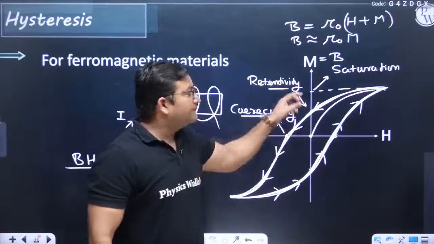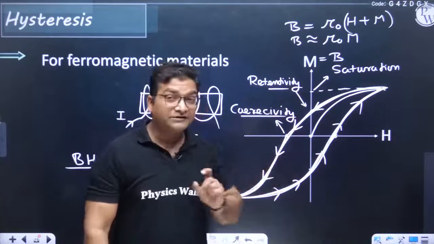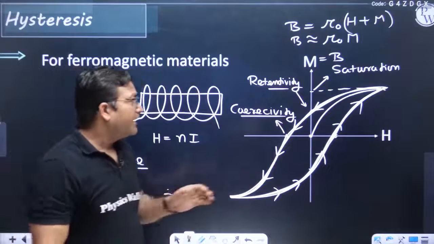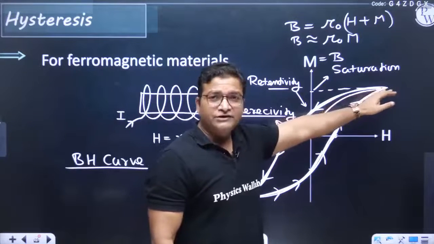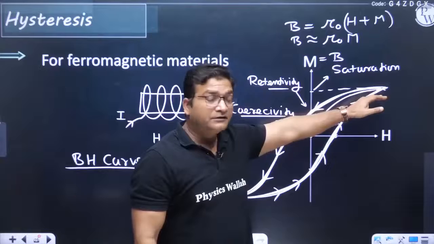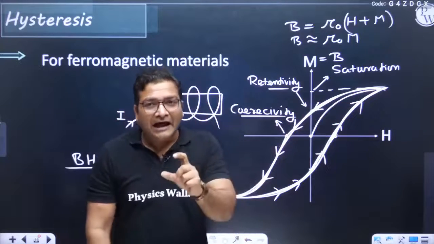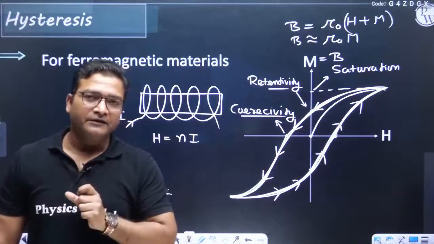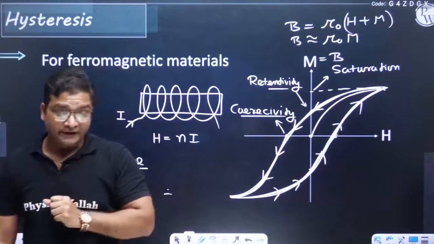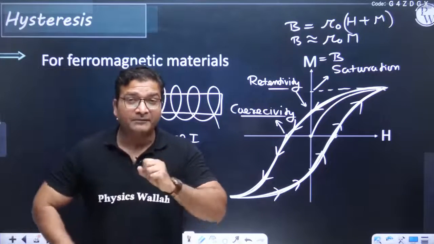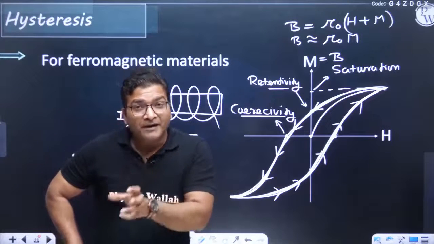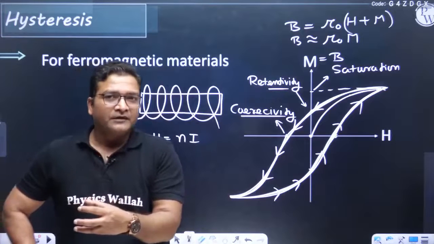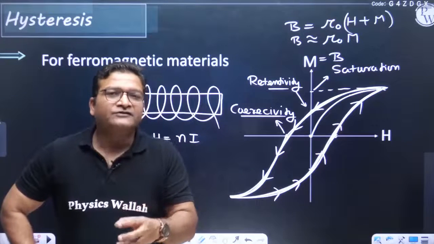If retentivity is large, it means if you magnetize it in a certain direction and make the external effect zero, a large magnetism is retained inside that material. This property is very important for making permanent magnets, because in case of permanent magnets, we magnetize it once and then they are magnetized forever.